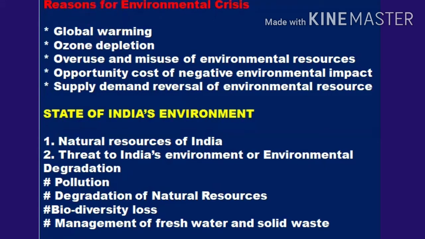So next is overuse and misuse of environmental resources. Overuse of environmental resources occurs when the demand for environmental resources is much more than their supply. This happens when regeneration of the resources is less and their extraction is more. It would create problems like deforestation and land degradation.